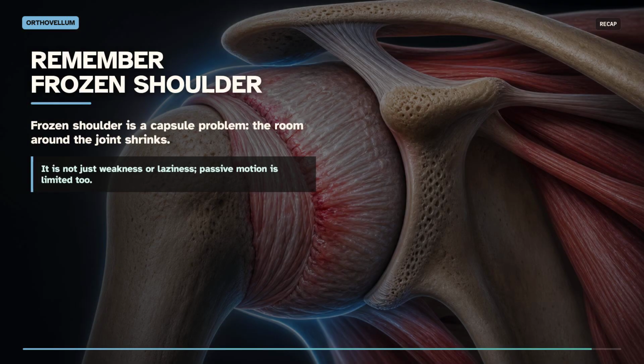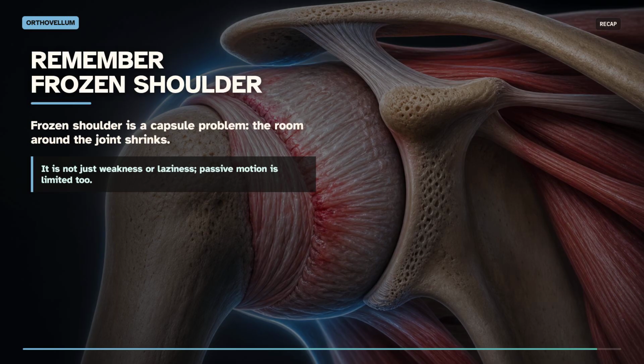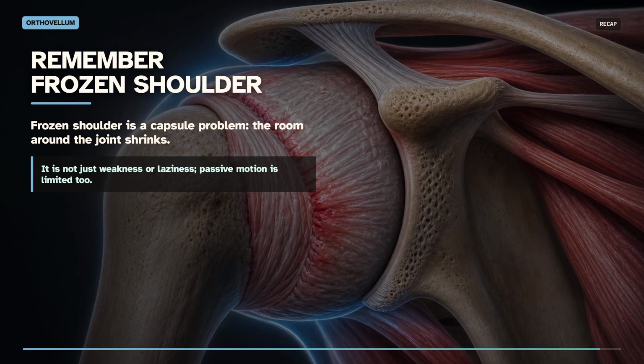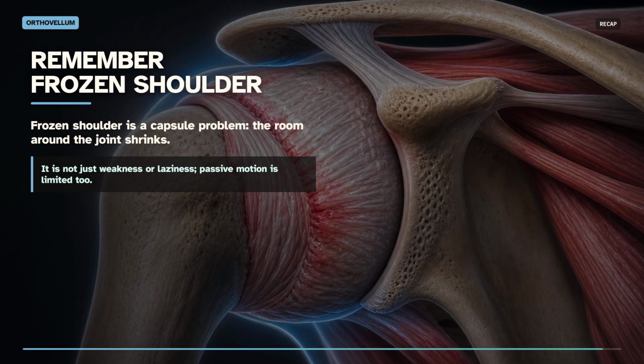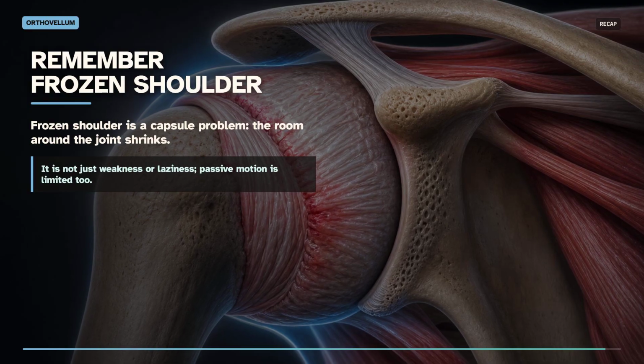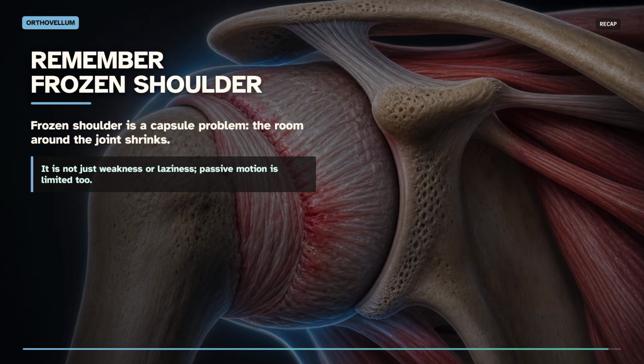The take-home model: frozen shoulder is a capsule problem, the room around the joint shrinks. If you remember only one thing, remember this: it is not just weakness or laziness, passive motion is limited too.